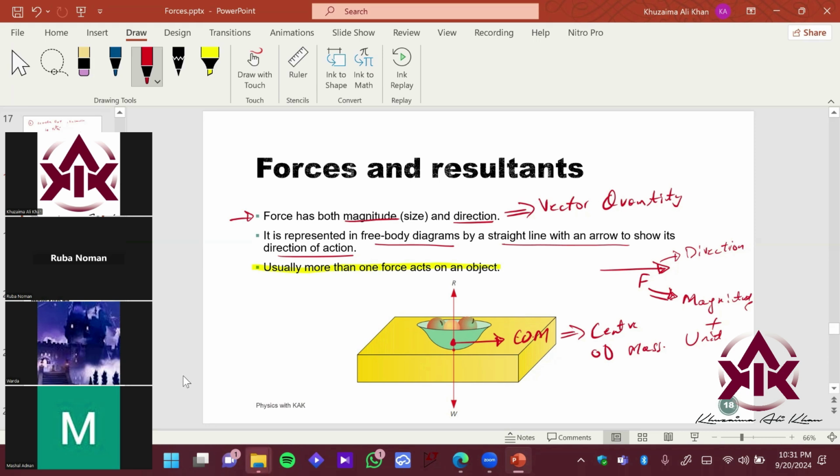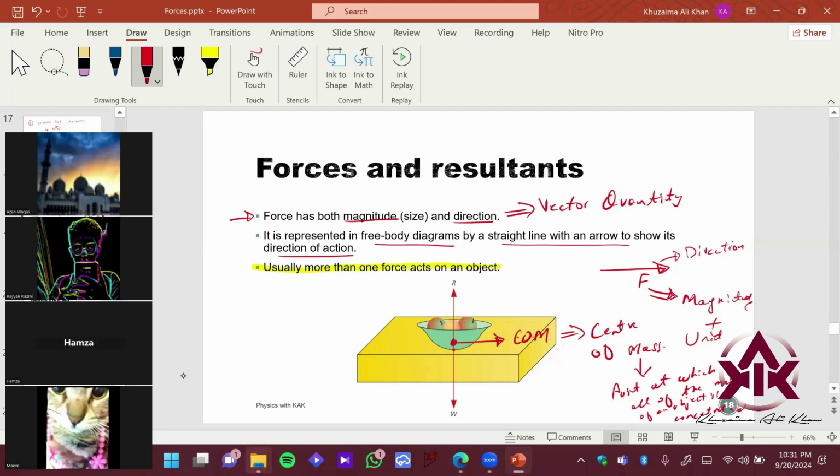So it's basically the point at which all of the mass appears to act. It is a point at which all of the mass of an object is concentrated. So we assume, for simplicity in physics, that this is the point where we can just show the object's center of mass, where the entire mass of an object is acting.